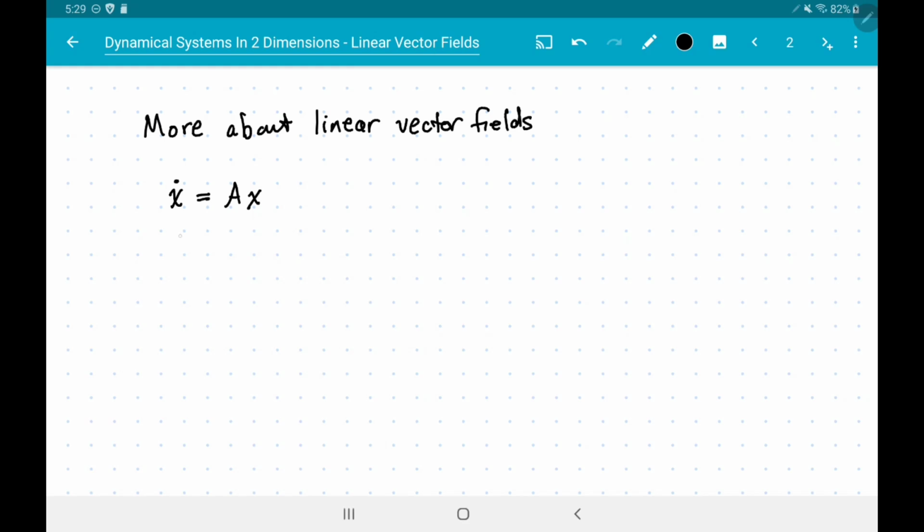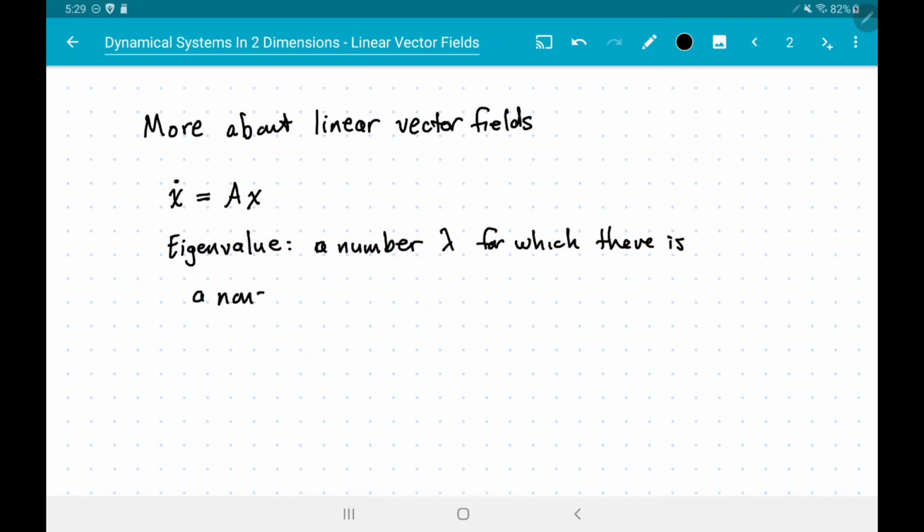So recall that an eigenvalue is a number lambda for which there is a non-zero eigenvector v that satisfies Av equals lambda v.